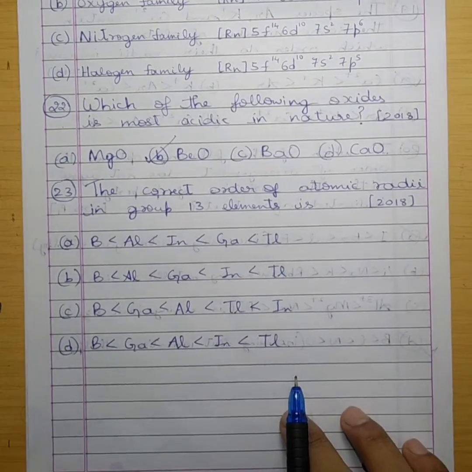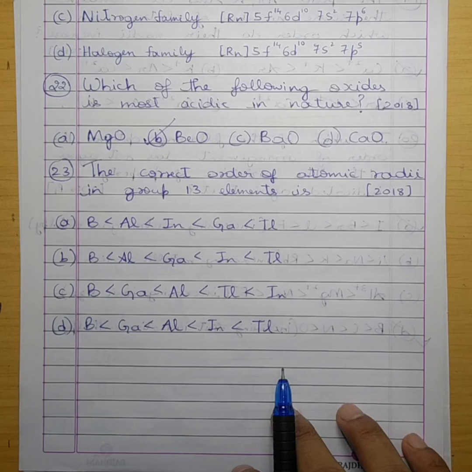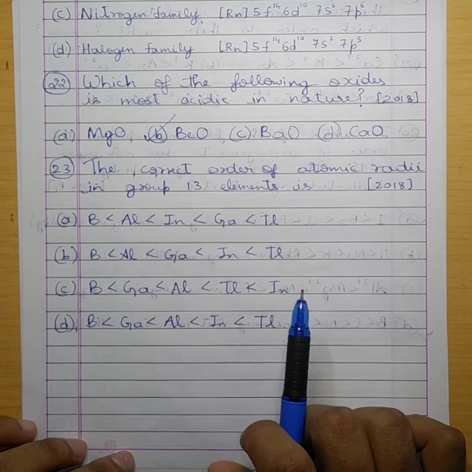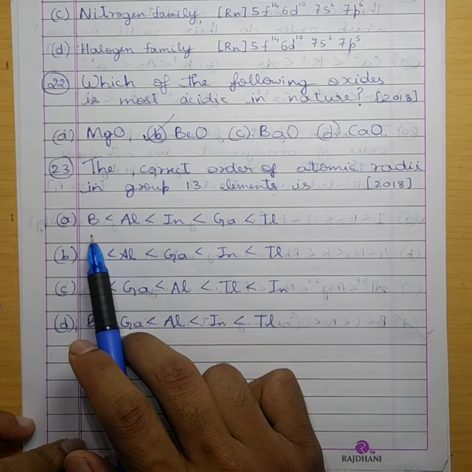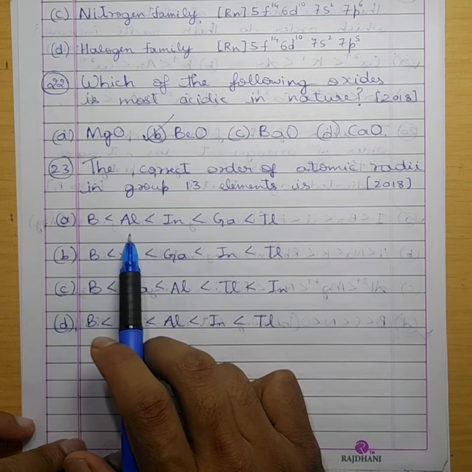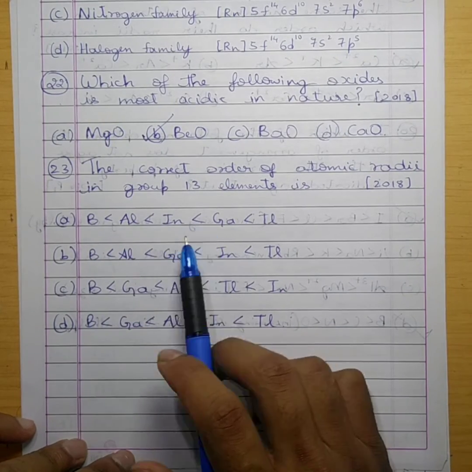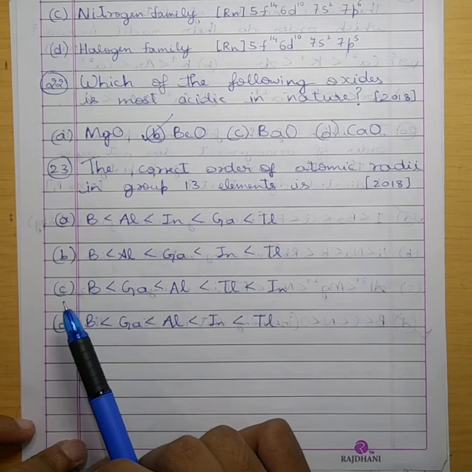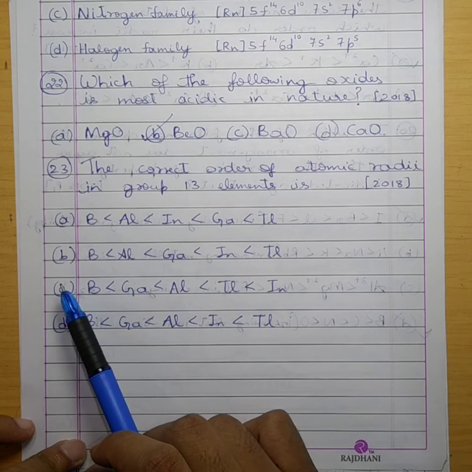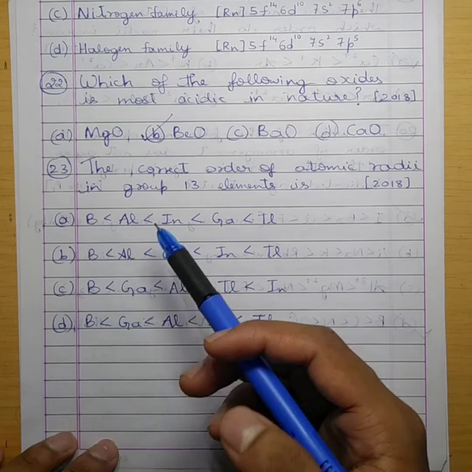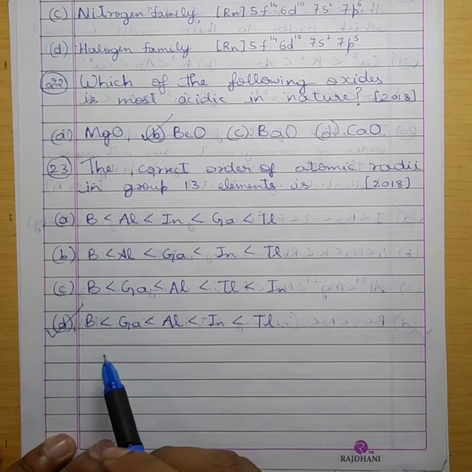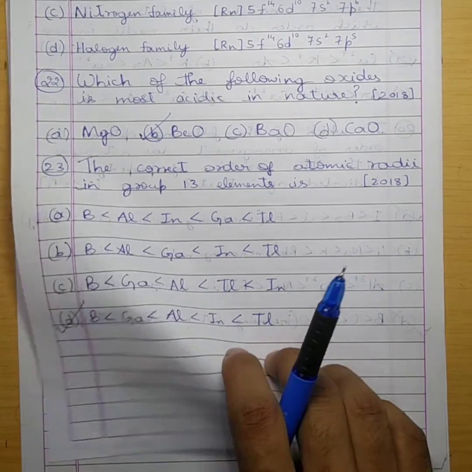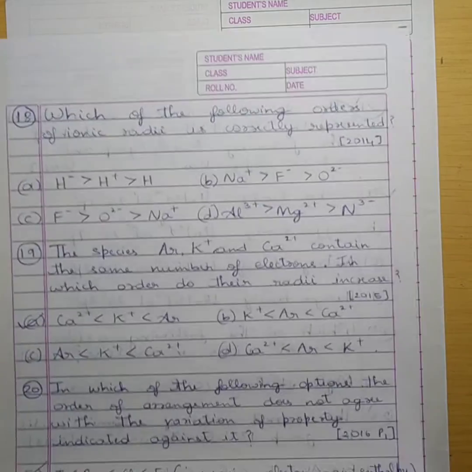23. The correct order of atomic radii in the group 13 elements is, option A, boron is lesser than aluminum, which is lesser than indium, which is lesser than gallium, which is lesser than thallium. It is wrong, because aluminum is greater than gallium. So the only option is D, boron, then gallium, then aluminum, then indium, then thallium. 23, option D.